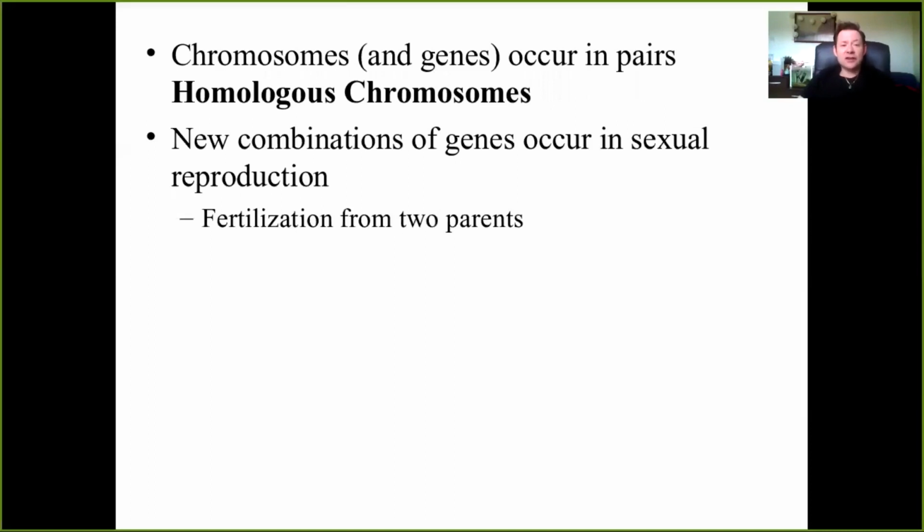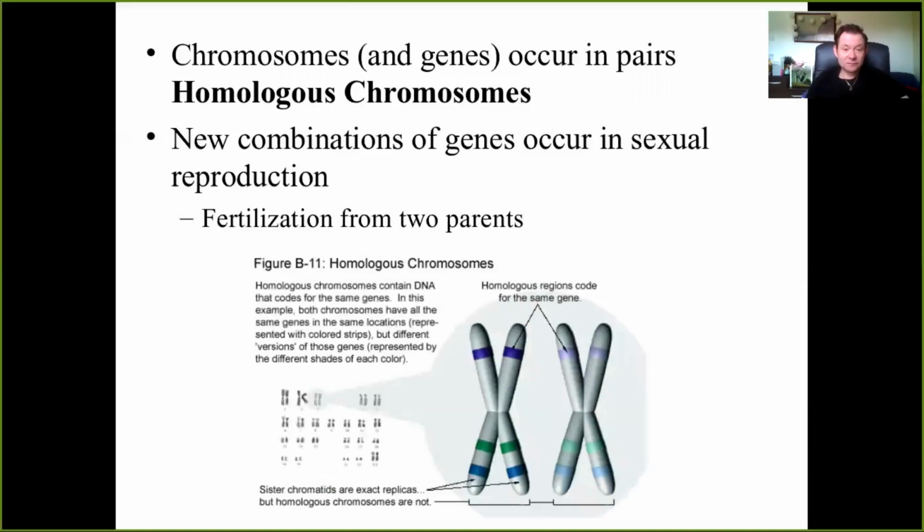New combinations of genes occur in sexual reproduction, fertilization from two parents. The reason for this is that you get one set of your chromosomes from your mother, one from your father. But when you produce sperm or eggs, depending on whether you're male or female, only one set of your chromosomes is deposited in a particular sperm or egg. So only one set is passed on to the next generation, where it combines with the set of the other parent to make a new offspring that is a combination of both parents. So homologous chromosomes, for example two chromosome 1s, will carry homologous genes.